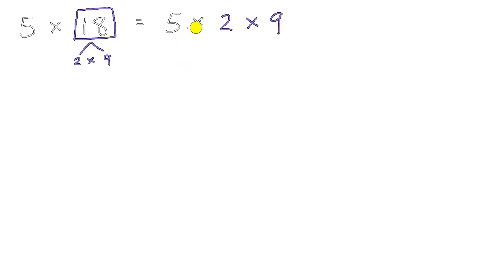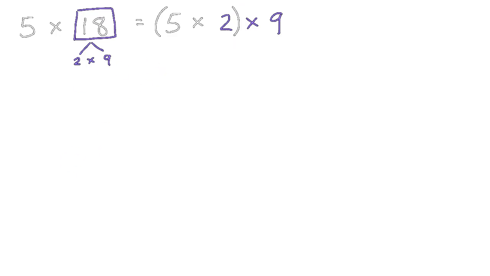If you are multiplying a string of numbers, you can do them in any order that you choose. And so this is often known as the associative property of multiplication. We can associate the 2 with the 9 first. We can multiply those first. Or we can have an association with the 5 and the 2. We can multiply those two first.